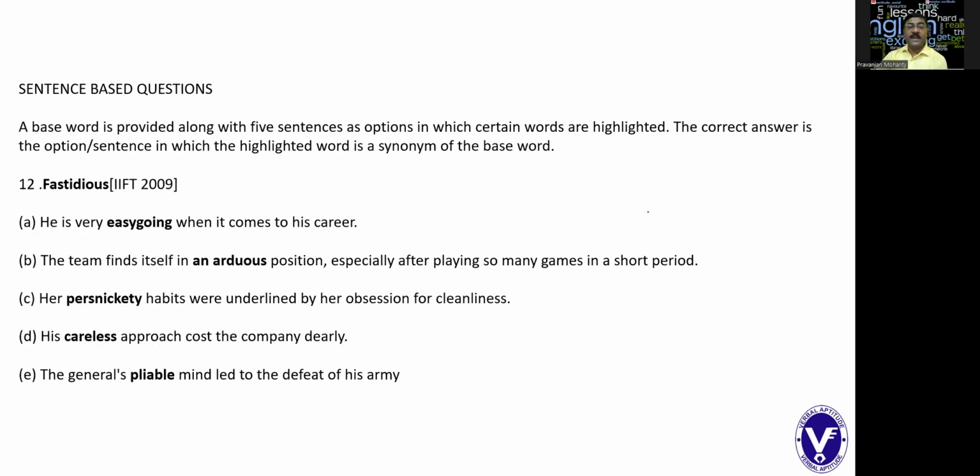Then sentence-based questions. See, I'm taking you through all the patterns of questions that you can expect in these exams, so you should be aware of them. A base word is provided along with five sentences as options in which certain words are highlighted. The correct answer is the option sentence in which the highlighted word is a synonym of the base word.